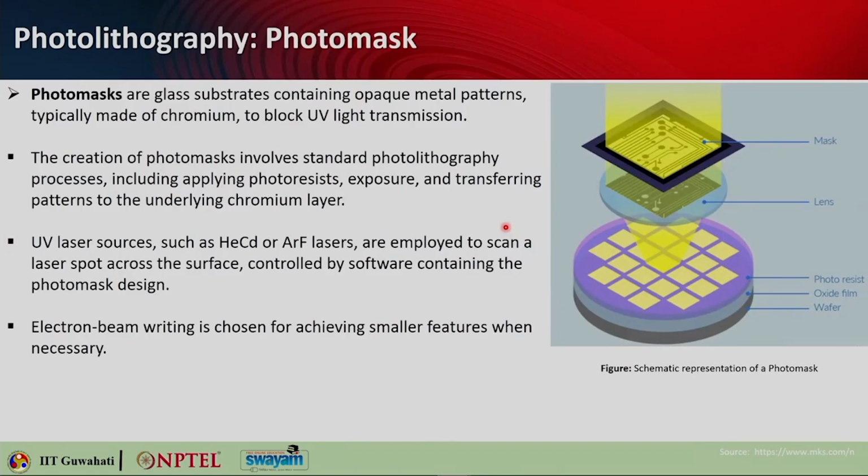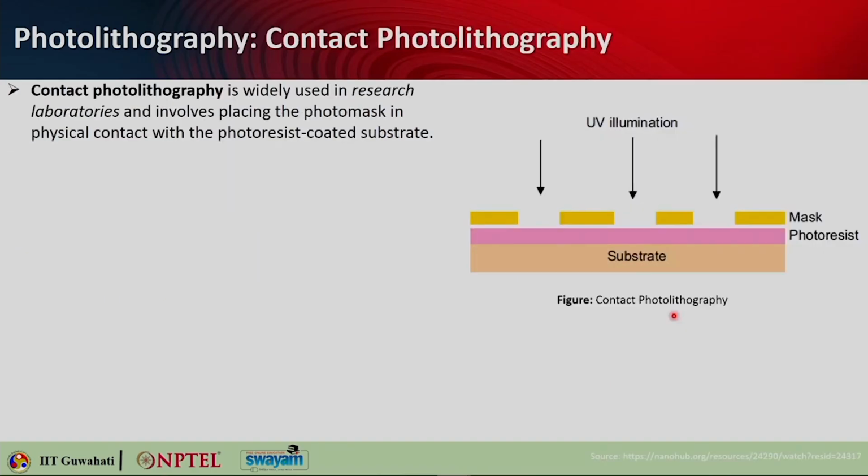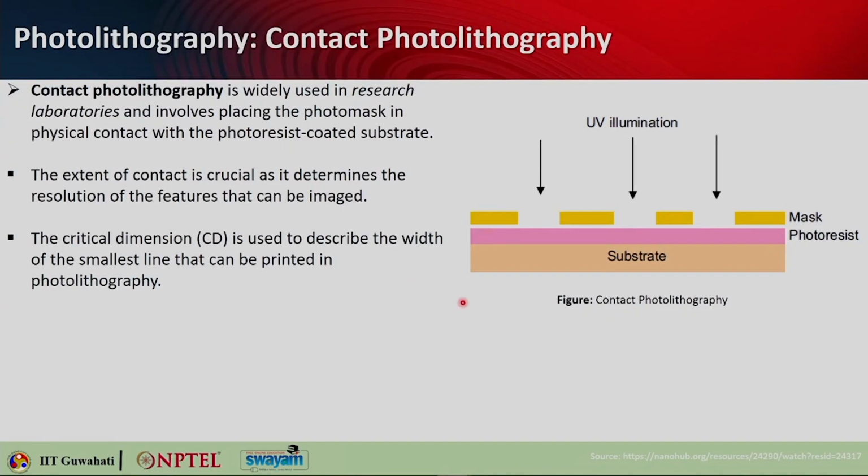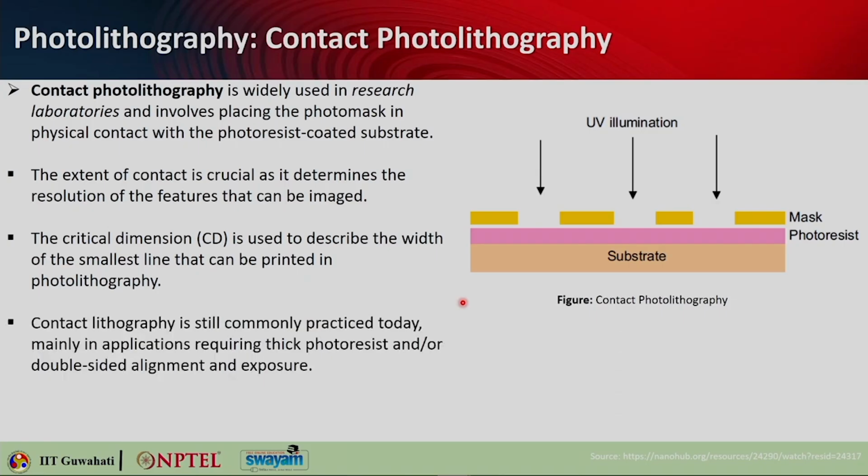Here you see there is no physical contact: the mask, and then there is a lens, and you are just doing focusing. The mask is not touching your photoresist coated substrate, but here it does. The extent of contact is critical as it determines the resolution of the feature that can be imaged. So when you put it on top, the resolution matters. The critical dimension is used to describe the width of the smallest line that can be printed in this kind of photolithography. That is called the critical dimension.